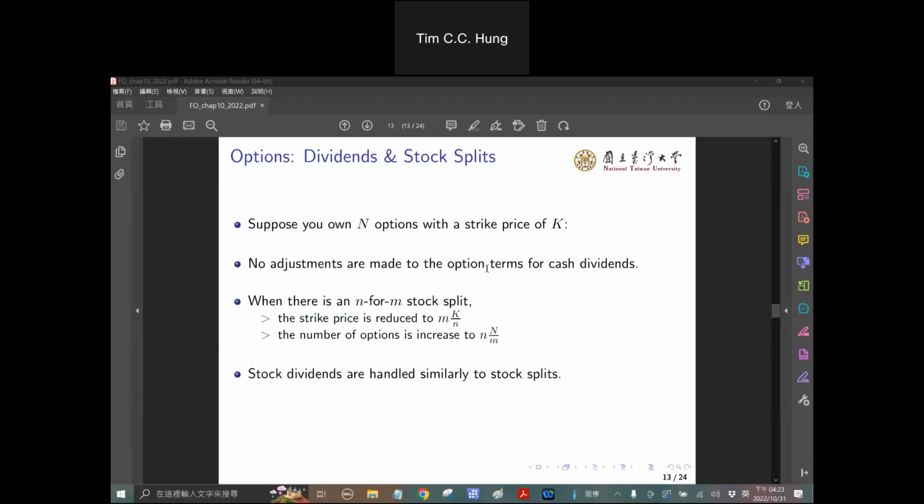And the number of shares that you are going to buy or sell in the contract will become N over M multiplied by capital N, which is the previous number of shares that you are going to buy or sell in the original options. This is the N-for-M stock split, and stock dividends work in exactly the same way. If there is a stock dividend that makes it so that when you previously had one stock, it becomes two stocks afterwards, it's just exactly the same as a 2-for-1 stock split in terms of the effect on your option contracts.